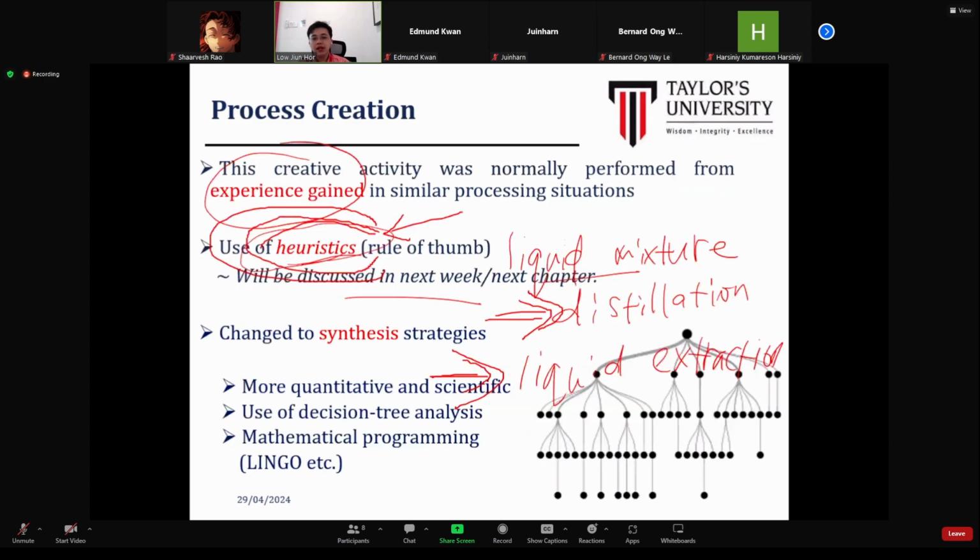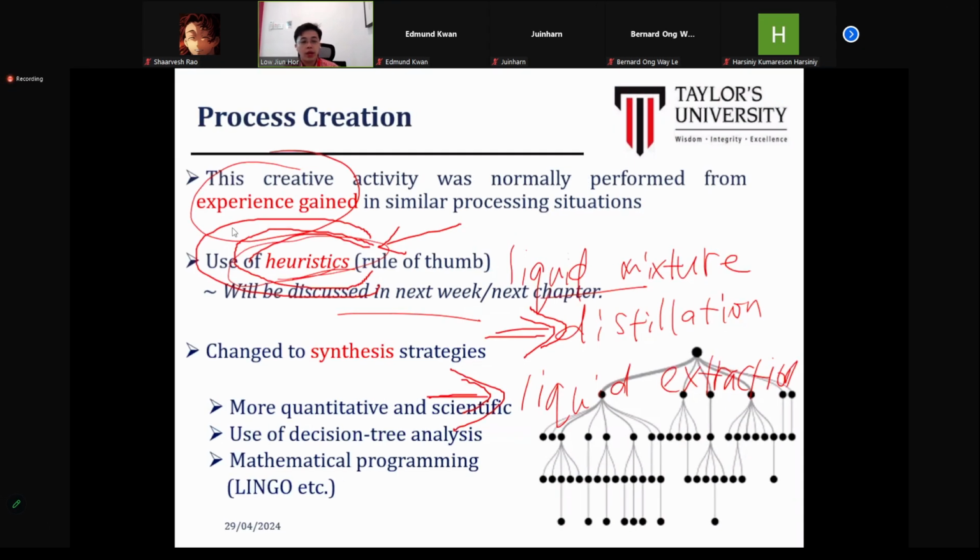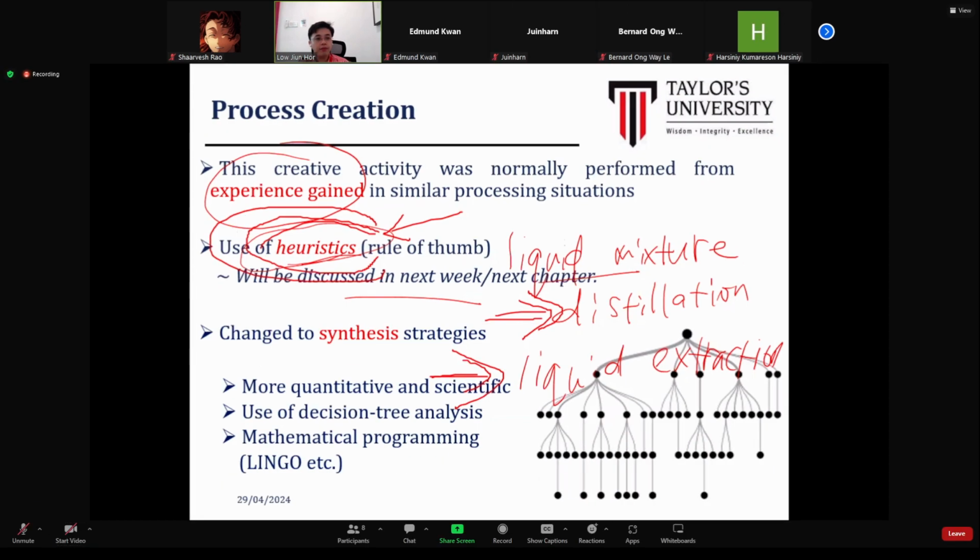So that's why you see, sometimes in our chemical plant design here, what we will do is, I try to remove. Okay, don't remove. Never mind.